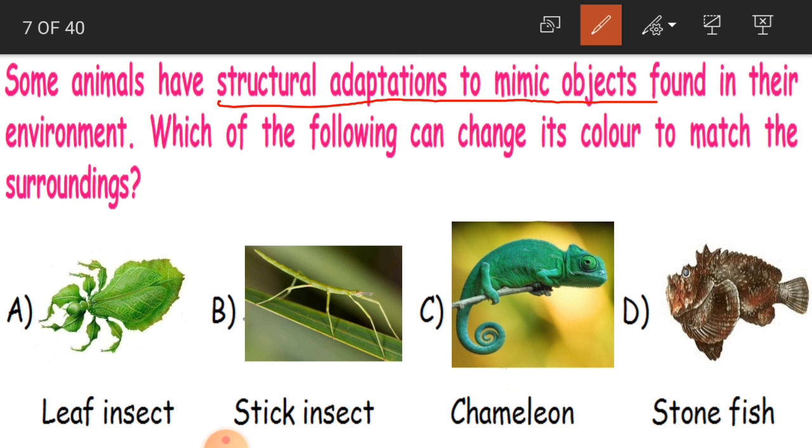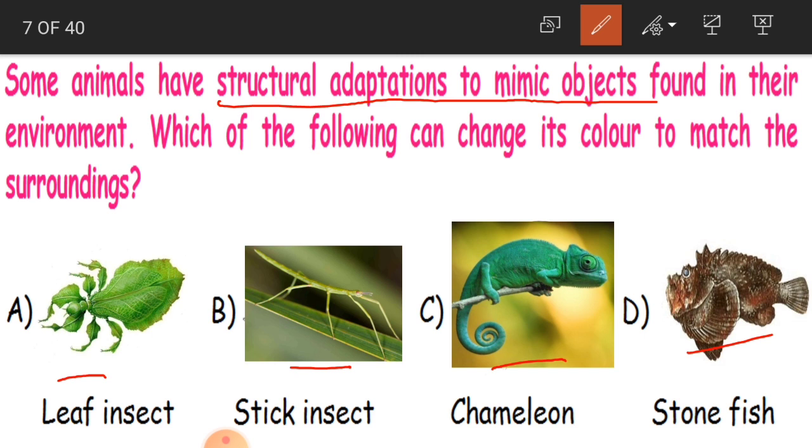In the sense, suppose they are on a plant, on the leaves, they can just change their color according to that particular color of the leaf or plant, or sometimes change the shape of their body. Okay, so this is with, yes, which of the following can change its color to match the surroundings? You have 4 animals here. So which animal can change its color to match the surroundings? Okay, so which one, children?